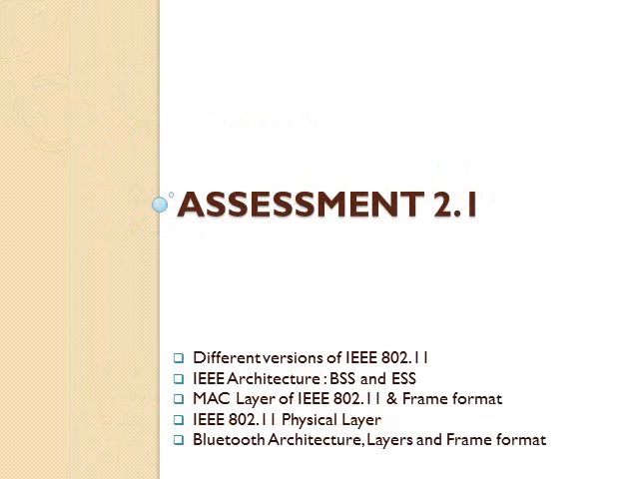The first section of Assessment 2 contains several topics discussing different versions of IEEE 802.11, which is the IEEE standard for wireless communication, and its architecture, including basic service set and extended service set, and the MAC layer and its frame format. Also, we are going to discuss the IEEE 802.11 physical layer, and finally a form of wireless communication will be discussed, that's Bluetooth, and its architecture, layers and the frame format will be discussed.